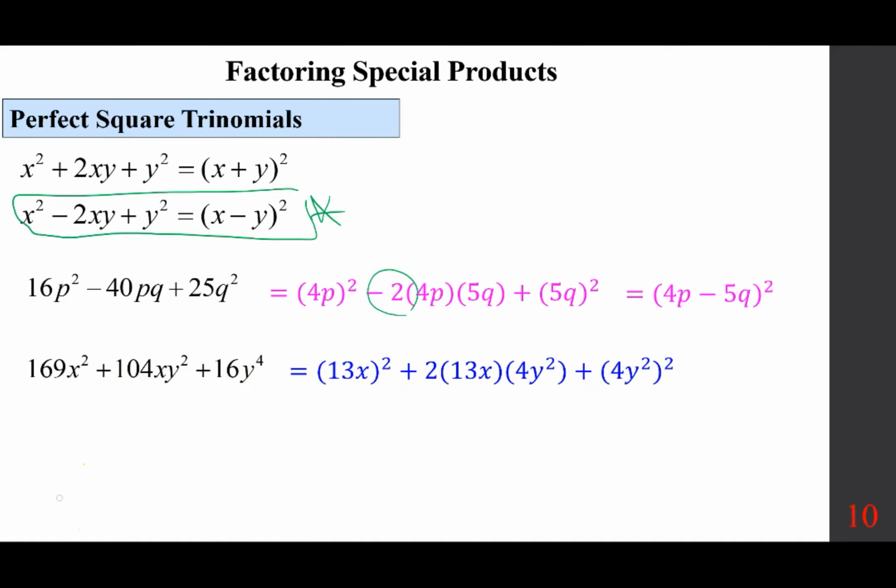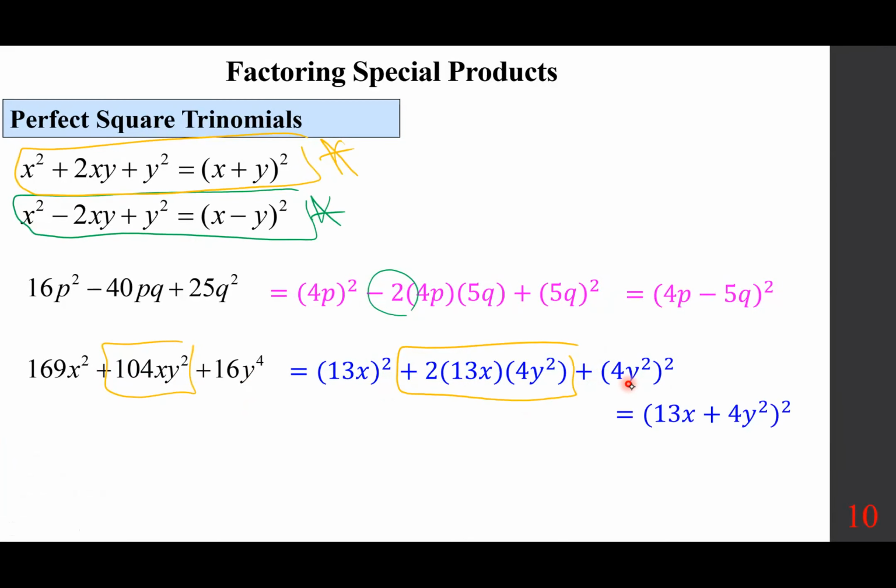So you really have to see that this must be equal to this, in which case you are going to use this one, x plus y quantity squared. So 13x plus 4y squared quantity squared. That's how you use that perfect square trinomial.